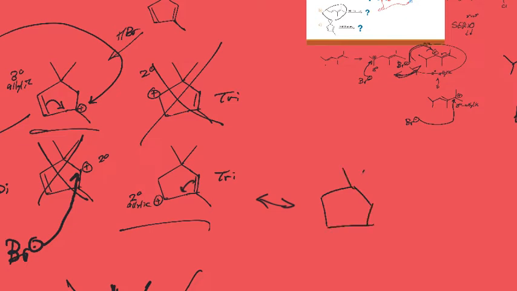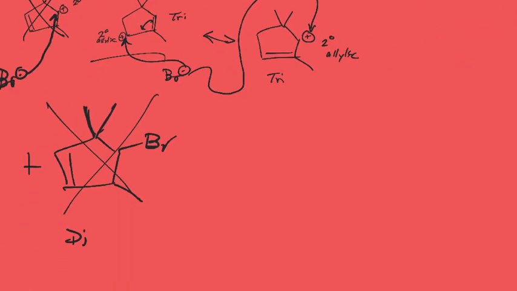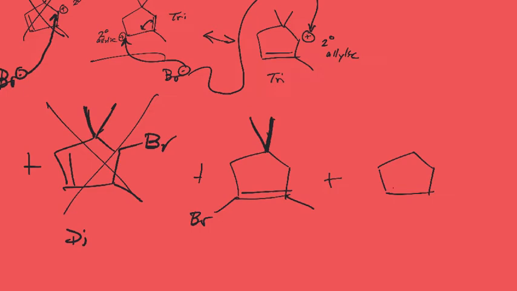Giving us this secondary allylic again. And we went from tri-substituted to tri-substituted. So there's not any stability difference, but the bromine could add here, or it could add there. We do get two different products though. Sorry for my cruddy drawings.